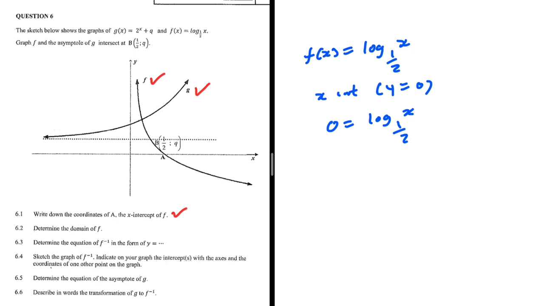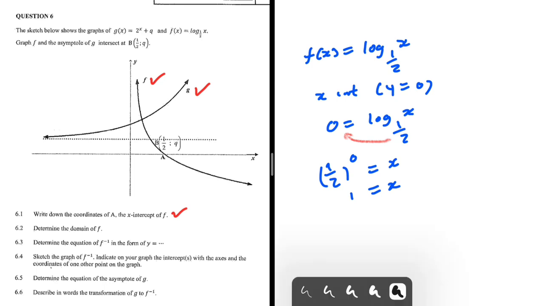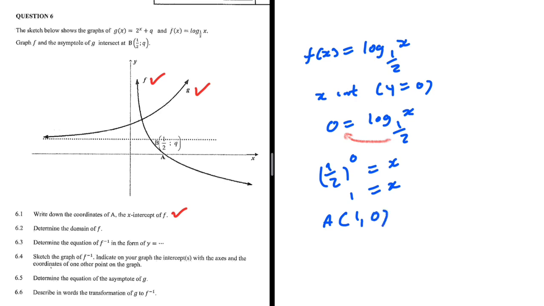If we apply one of the log laws, then 1 over 2 to the power 0 should be equal to x. The base just goes and carries the 0. So what is any number to the power 0? The answer is 1. So this is the x value at A. But you're looking for the coordinates of A, not the x value at A. So we can't leave it like that. This is actually not complete. We then have to say that A, the x coordinate is 1 and the y coordinate is 0. Now we have covered all that we need to cover.